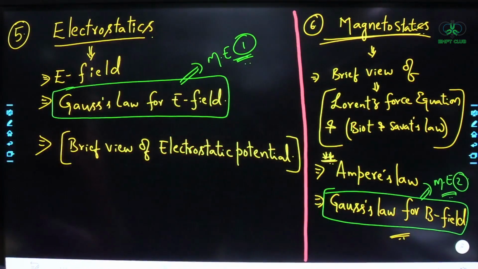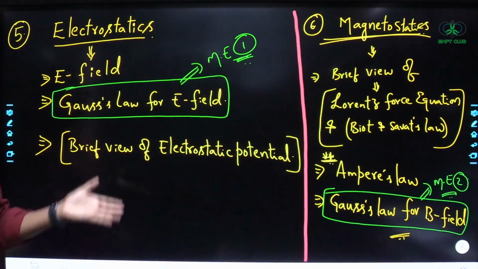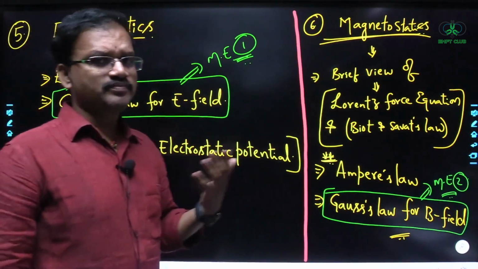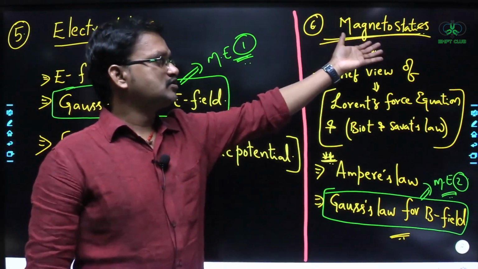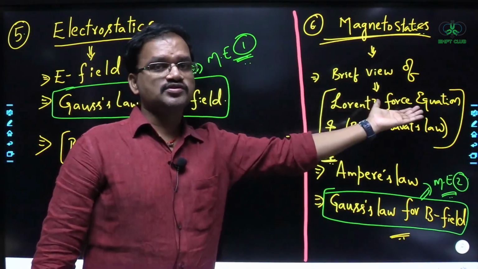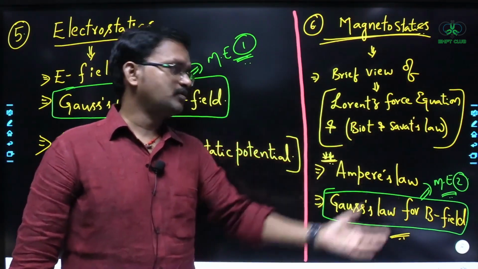start with electrostatics. Here we have to study electric field and Gauss law for electric field, and some basic view or brief view of electrostatic potential, and then we'll start magnetostatics. Here we must have some brief view of Lorentz force equation and Biot and Savart's law.